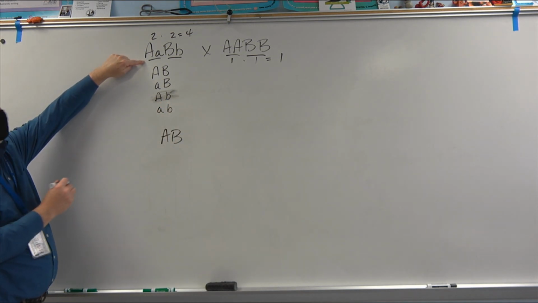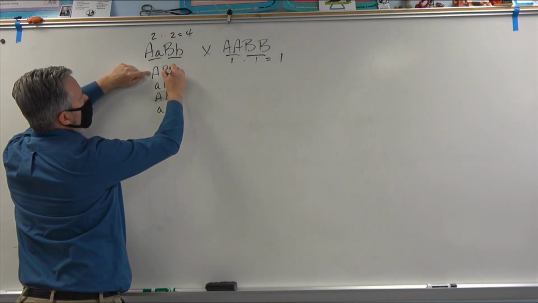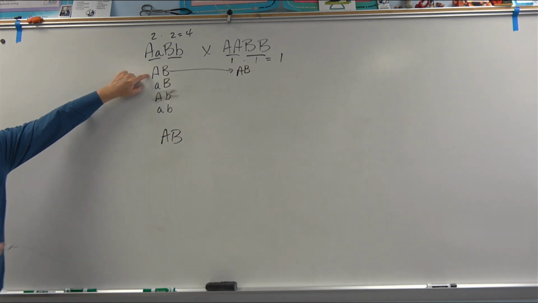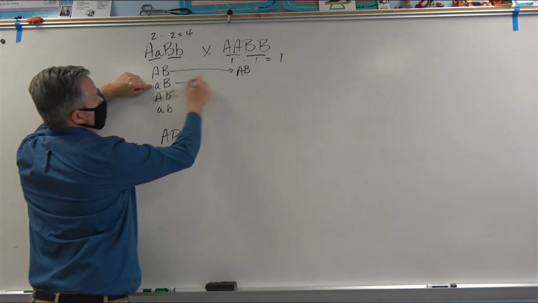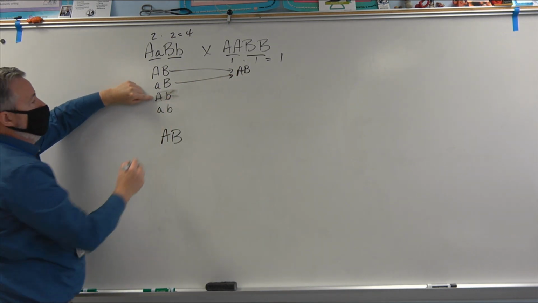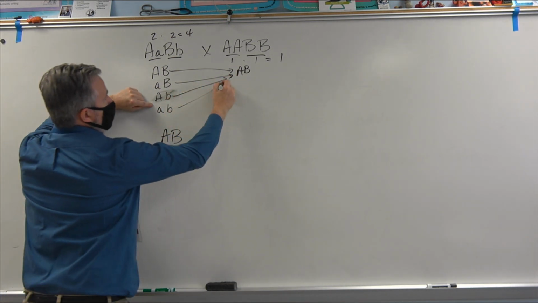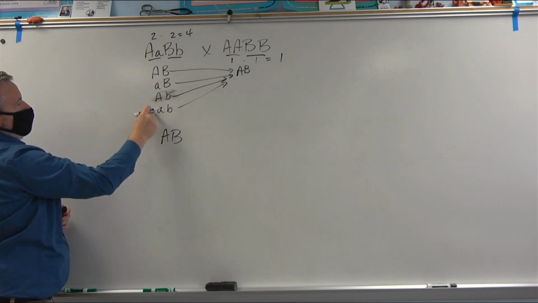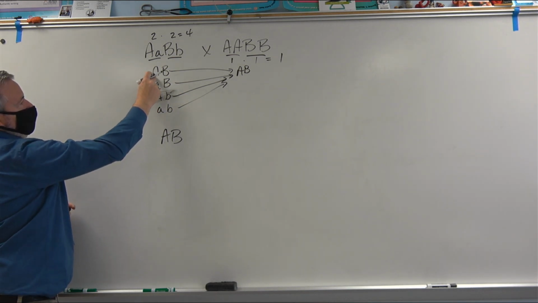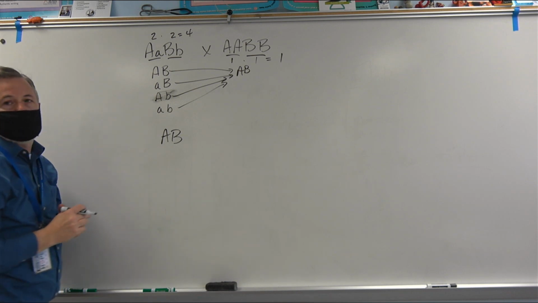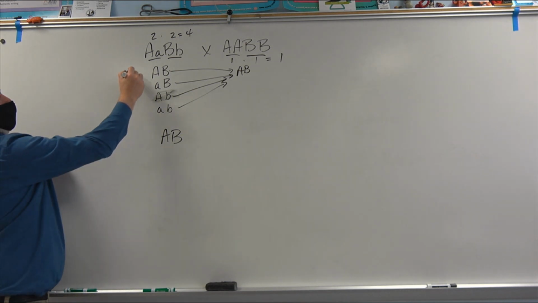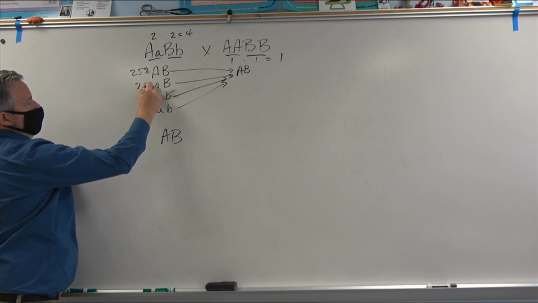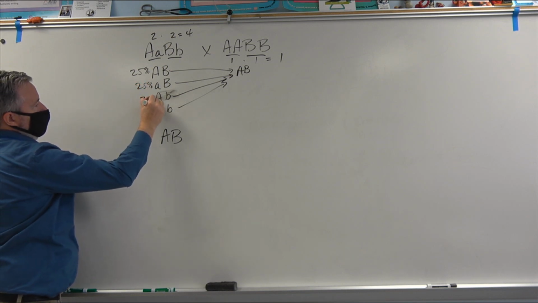Right? So that means that this gamete could go with that one. That's a possibility, right? It's also a possibility that this one could go, and that one, and that one. What percentage of time do I make big A, big B? What percent would that happen? 25%, right? What about this one? What about this one?